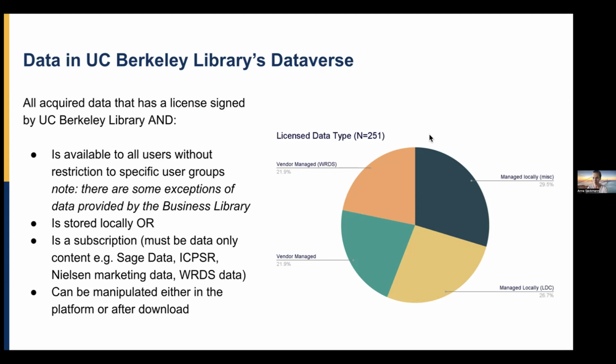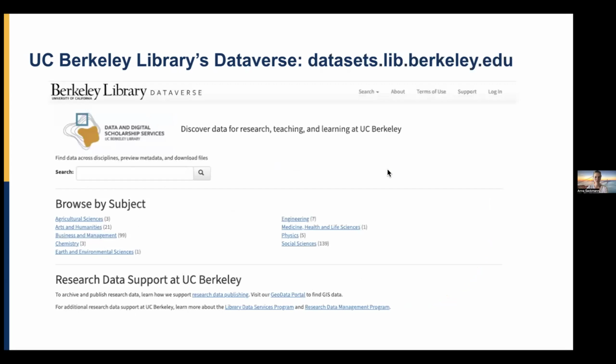I think it's recently grown a little bit more in the past couple of weeks. And finally, this is just a screenshot of the homepage, and the URL is datasets.lib.berkeley.edu. And at this point, I am going to mute myself and pass it over to Samantha, who will talk about licensing. Hey everyone. So I'm going to give you a rundown of our team approach to data licensing.